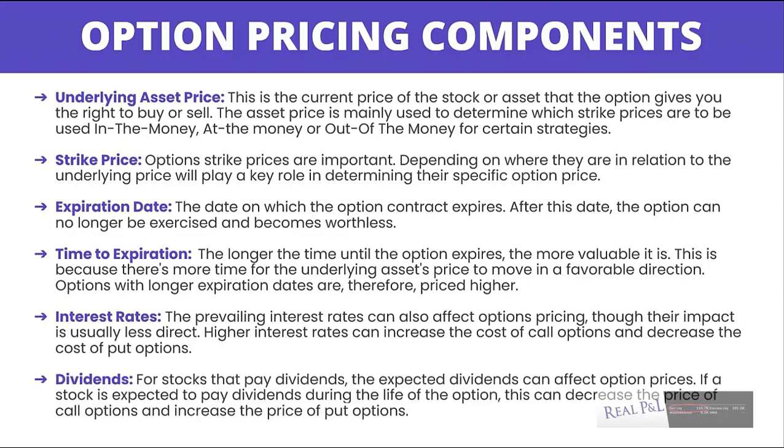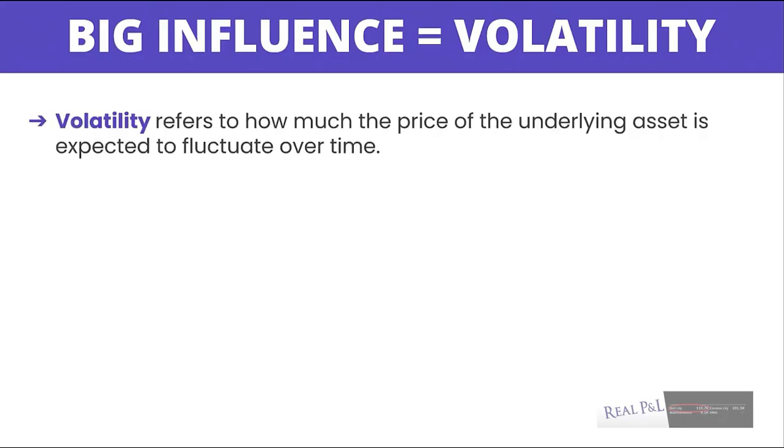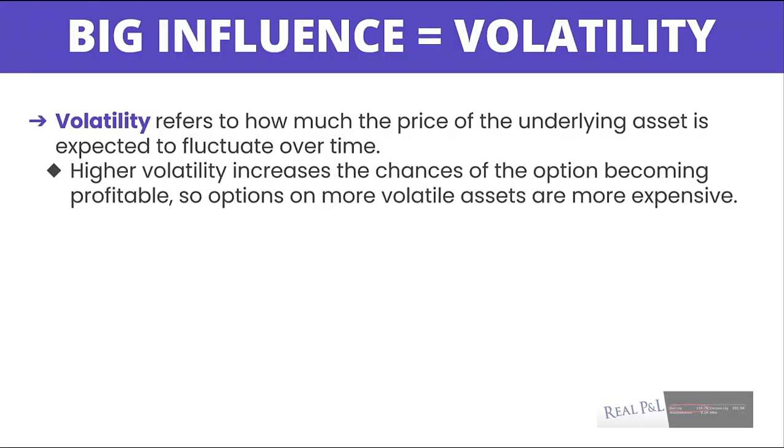Dividends. For stocks that pay dividends, the expected dividends can affect option prices. If a stock is expected to pay dividends during the life of an option, this can decrease the price of call options and increase the price of put options. So the big influence is volatility. Volatility refers to how much the price of the underlying asset is expected to fluctuate over time. Higher volatility increases the chances of the option becoming profitable, so options on more volatile assets are more expensive.